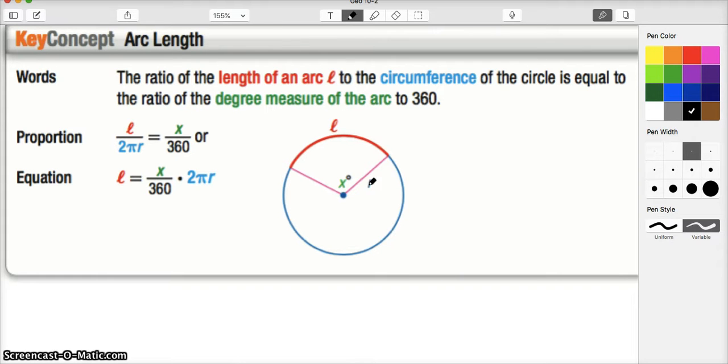The arc length is going to be directly associated with the circumference. So the ratio of the length of the arc to the circumference is going to be the same as the degree measure of the arc to 360. If you solve for the arc length, which is this fancy L, multiply both sides by 2 pi r, or the circumference. Then we get circumference times x over 360.